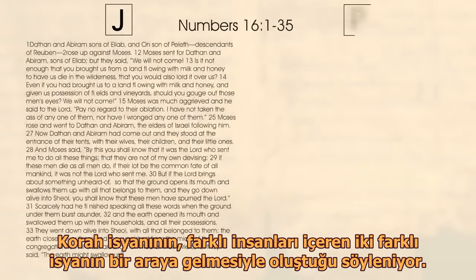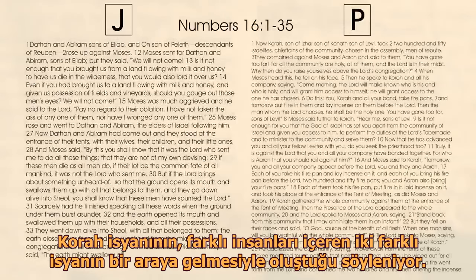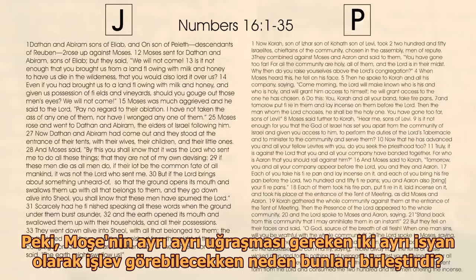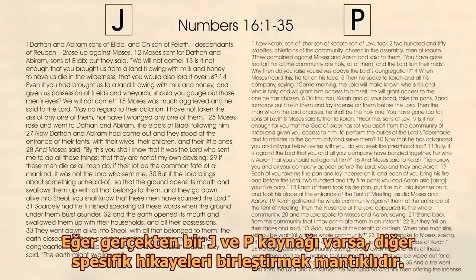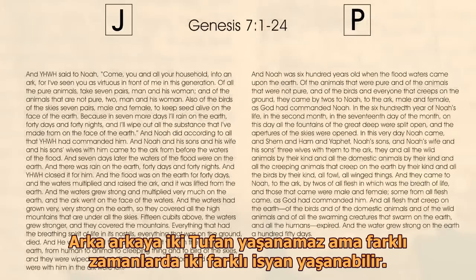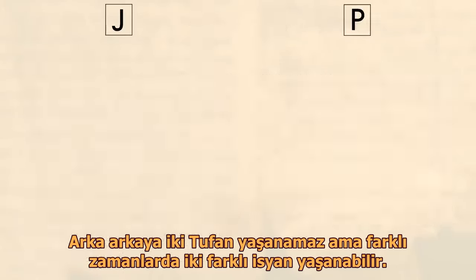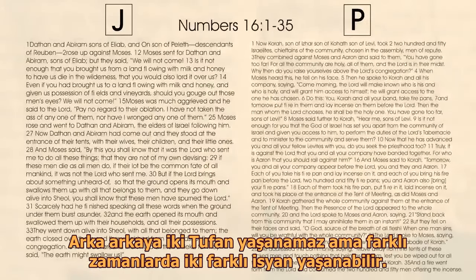The Korah rebellion is said to be 2 different rebellions involving different people, combined into one. But why combine them when they could have functioned as 2 separate rebellions Moses had to deal with separately? If there really was a J and a P source, combining other specific stories makes sense. You cannot have 2 floods back to back, but you could have 2 different rebellions at different times.